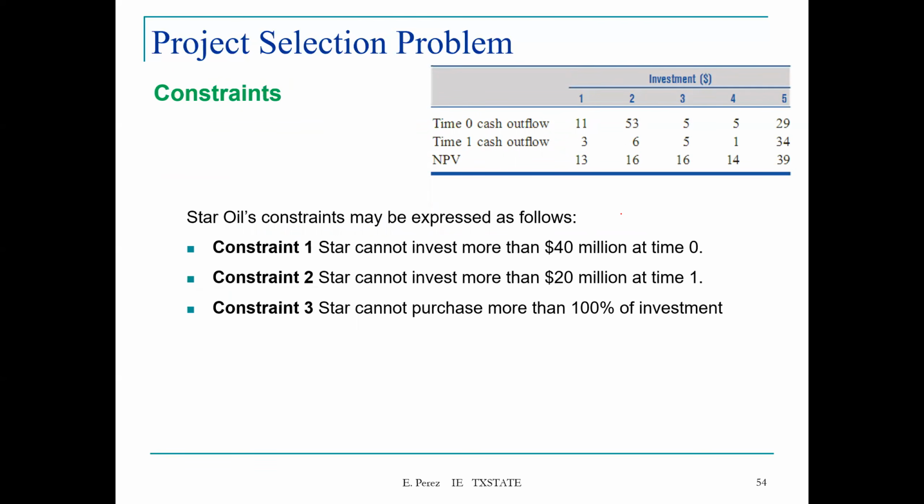So going back to the table, we're going to formulate our constraints. Star Oil constraints may be expressed as follows. Constraint 1 means that we cannot invest more than 40 million at time zero. And also we have constraint 2 that says that Star Oil cannot invest more than 20 million at time 1. And the last constraint is that Star Oil cannot purchase more than 100% of an investment.